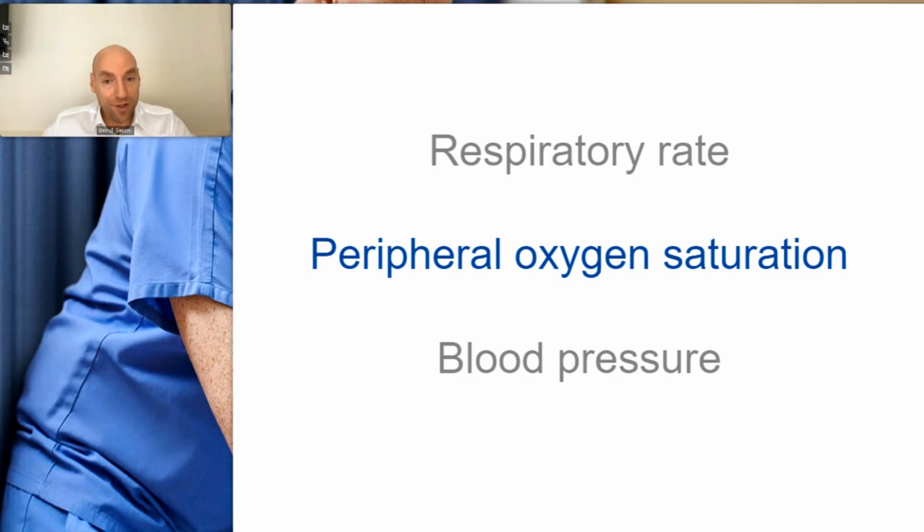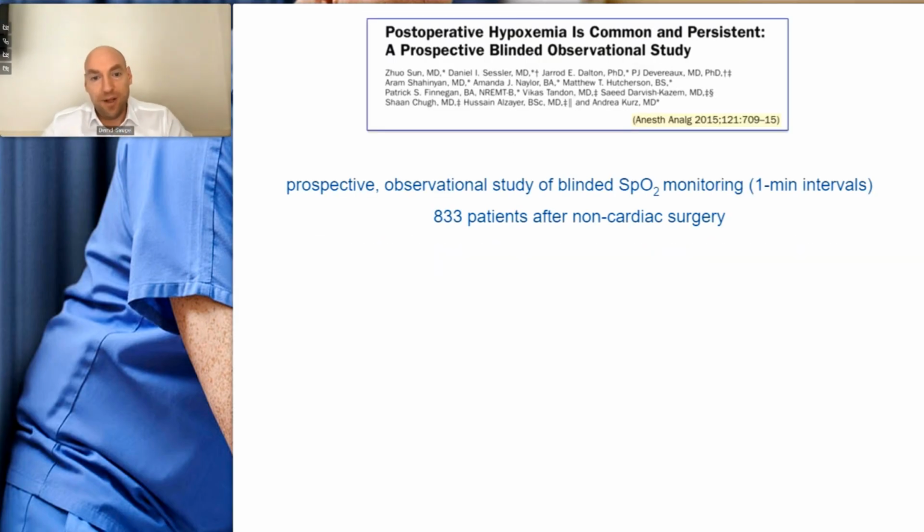Of course, peripheral oxygen saturation is important too, because it reflects not only cardiocirculatory problems but also pulmonary and respiratory problems. And again, we check SpO2, so peripheral oxygen saturation, only every 4 to 8 hours in our patients on general care wards. In this prospective observational study, the authors measured SpO2 at 1 minute intervals in a blinded way, so clinicians were not aware of the measurements. This was done in more than 800 patients who had non-cardiac surgery.